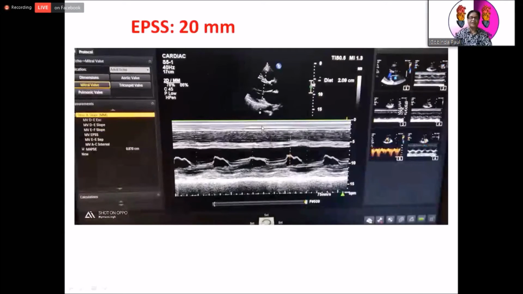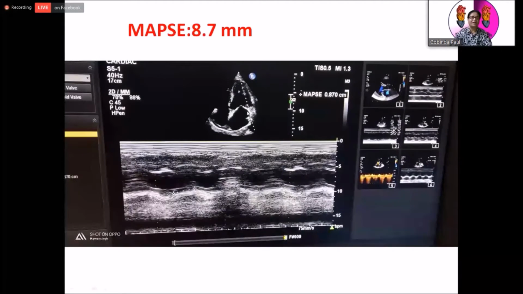And here, compare after measurement, the EPSS is 20 millimeters. And also compare the MAPSE in the same patient, just 8.7 millimeters. That is comparable by three methods in M-mode.